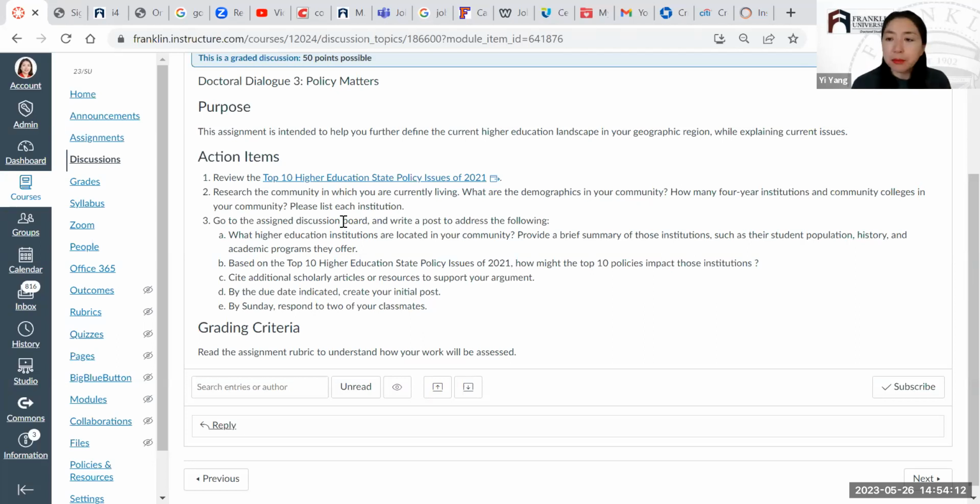You may also want to send me an email and tell me what are the most recent policies that have emerged since then. Now, after reviewing those policy issues, you need to focus on the community in which you are living. You will write about the demographics. How many four-year institutions and community colleges are in your community?